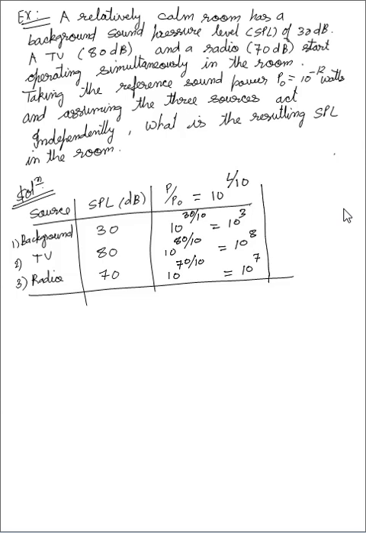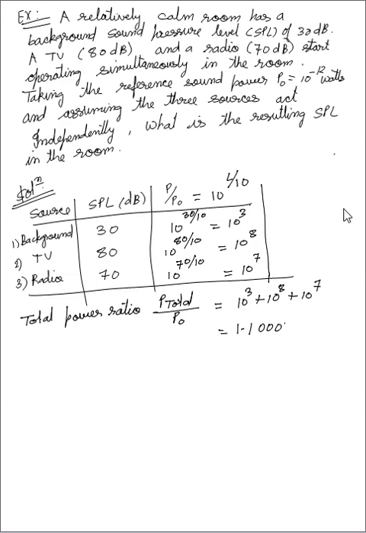So we are having the ratio. Now the total power ratio, that is our P total by P0. So the ratio of P total to P0, if we are summing up, is 10 raised to 3 plus 10 raised to 8 plus 10 raised to 7. Just sum it up and you will get the value of 1.10001 into 10 raised to 8. So this is the value of P total by P0.